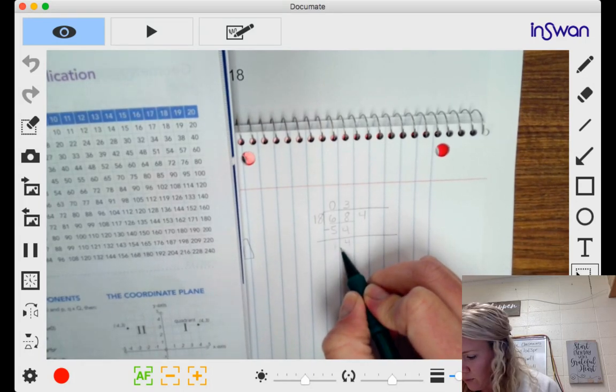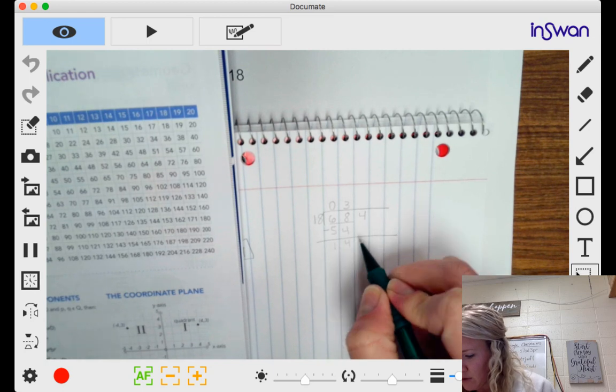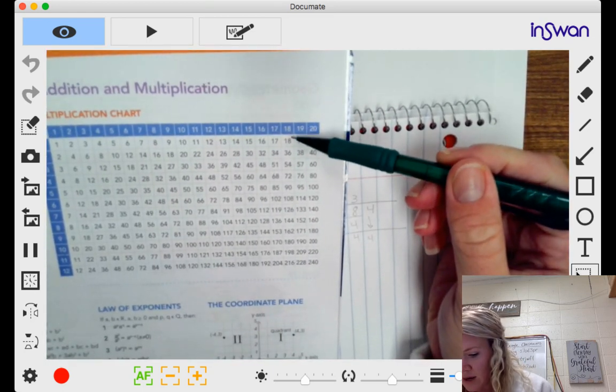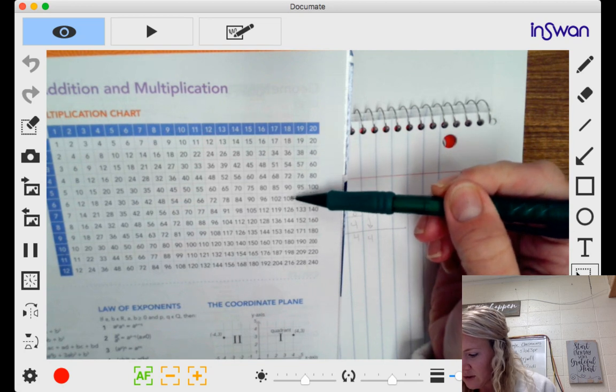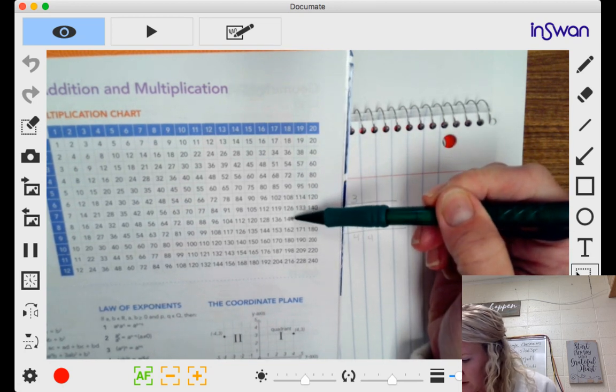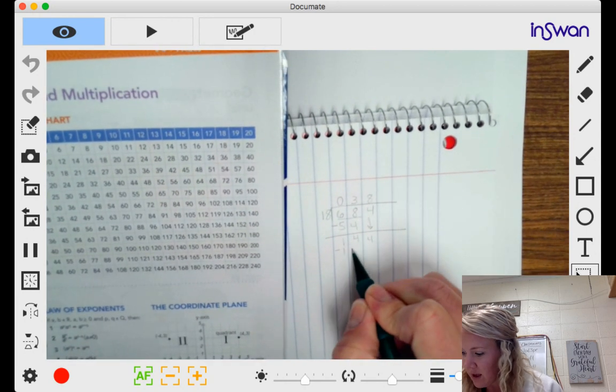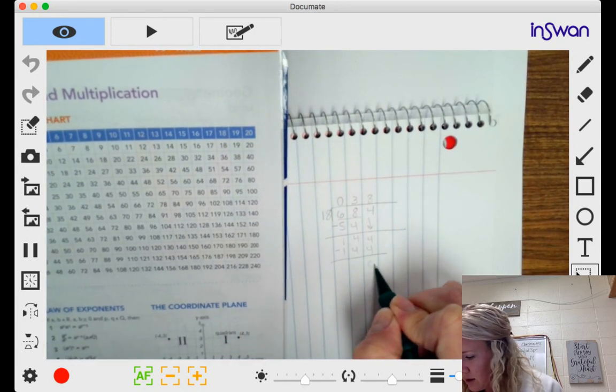I'm going to pull my other 4 down. I'm going to go back to my multiplication table, go down, down, down. I'm looking for 144 this time. Great. It goes in perfectly. Goes in 8 times. And I can subtract. I have nothing left over. That means I have my answer of 38.